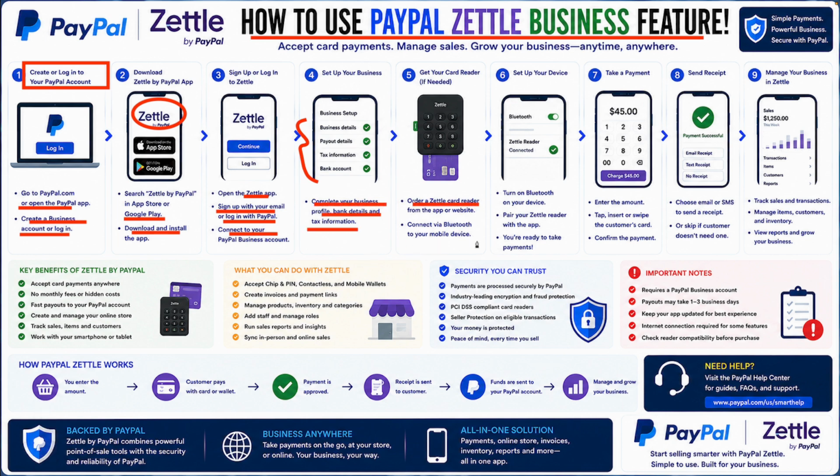Once you've done that, order a Zettle card reader from the app or website and connect via Bluetooth to your mobile device. Now, all you need to do is turn on Bluetooth on your device, pair your Zettle reader with the app, and you're ready to take payments. All you need to do is simply go ahead and enter the amount, tap, insert, or swipe the customer's card and confirm the payment. It is as simple as that.